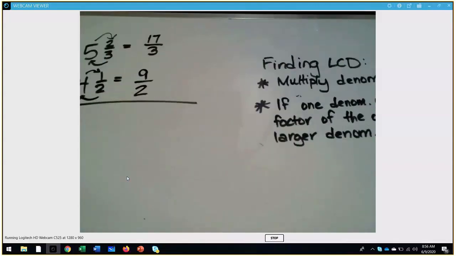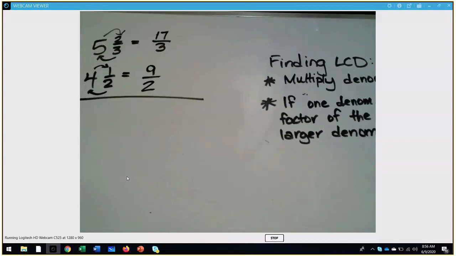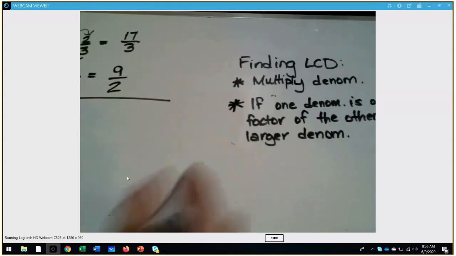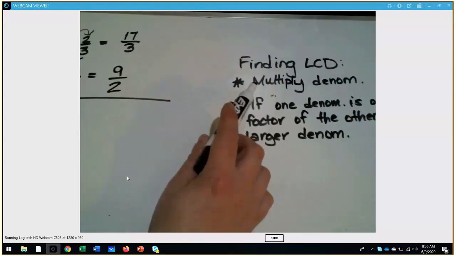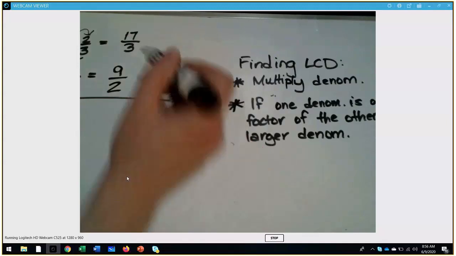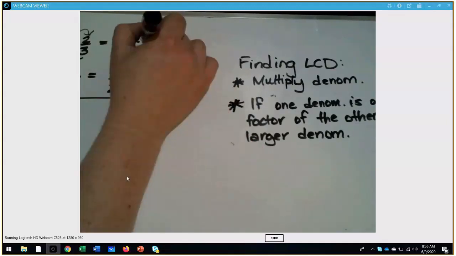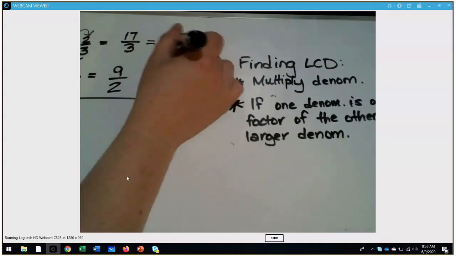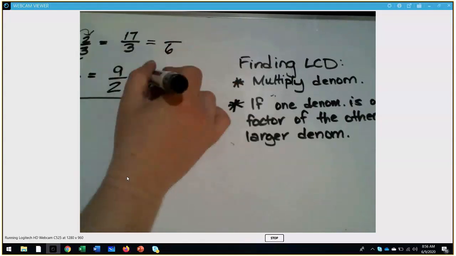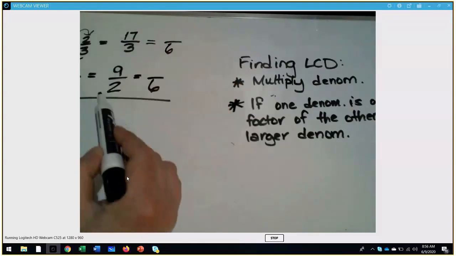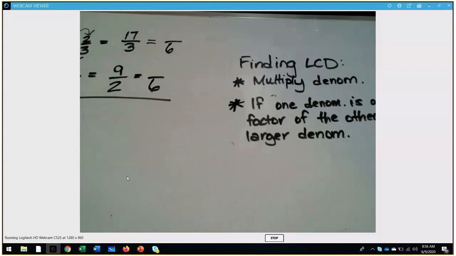Okay, mixed numbers are taken care of. Next, check your denominators. You do not have a common denominator, but you have 2 consecutive numbers. So the easier thing to do in this one now is to go back for this first one. Multiply these together. So 3 times 2 is 6. So there's my common denominator.